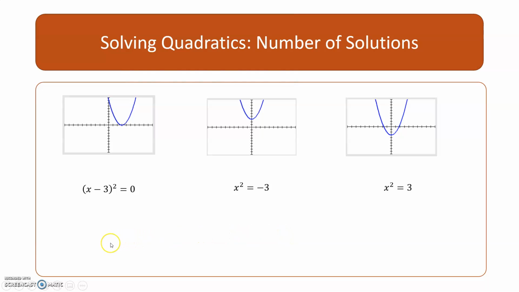remind you about the possibility of having either one solution where your vertex is on the x-axis, no solutions where your vertex is above the x-axis and it's pointing up, or below the x-axis and it's pointing down, or two solutions where your vertex is below the x-axis and then crosses in two different places, or above the x-axis and upside down and crosses in two different places. So that is the number of solutions for a quadratic.